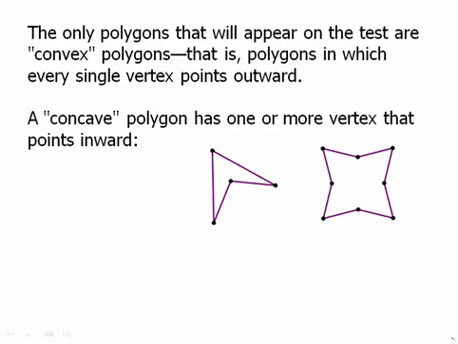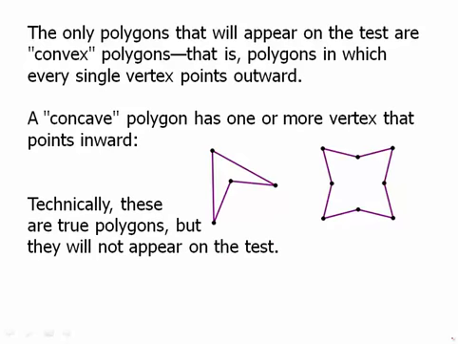The only polygons that will appear on the test are convex polygons. That is, polygons in which every single vertex points outward. A concave polygon has one or more vertices that point inward. Well, it turns out those technically are true polygons, but the test is not going to ask about them, so we don't need to worry about them.